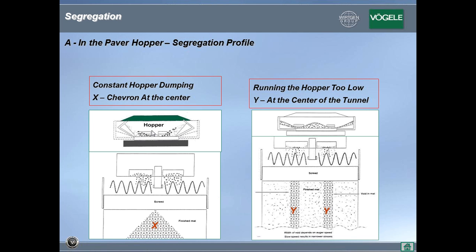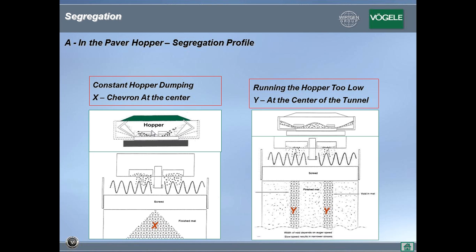But the most important thing is to be able to identify mat flaws, whether it's screed related or segregation related. Because too many operators today can't identify the difference between flaws in the mat, whether created by segregation or created by screed adjustment. And if you can't do that, it'll be real difficult to resolve because you wouldn't know where to start.